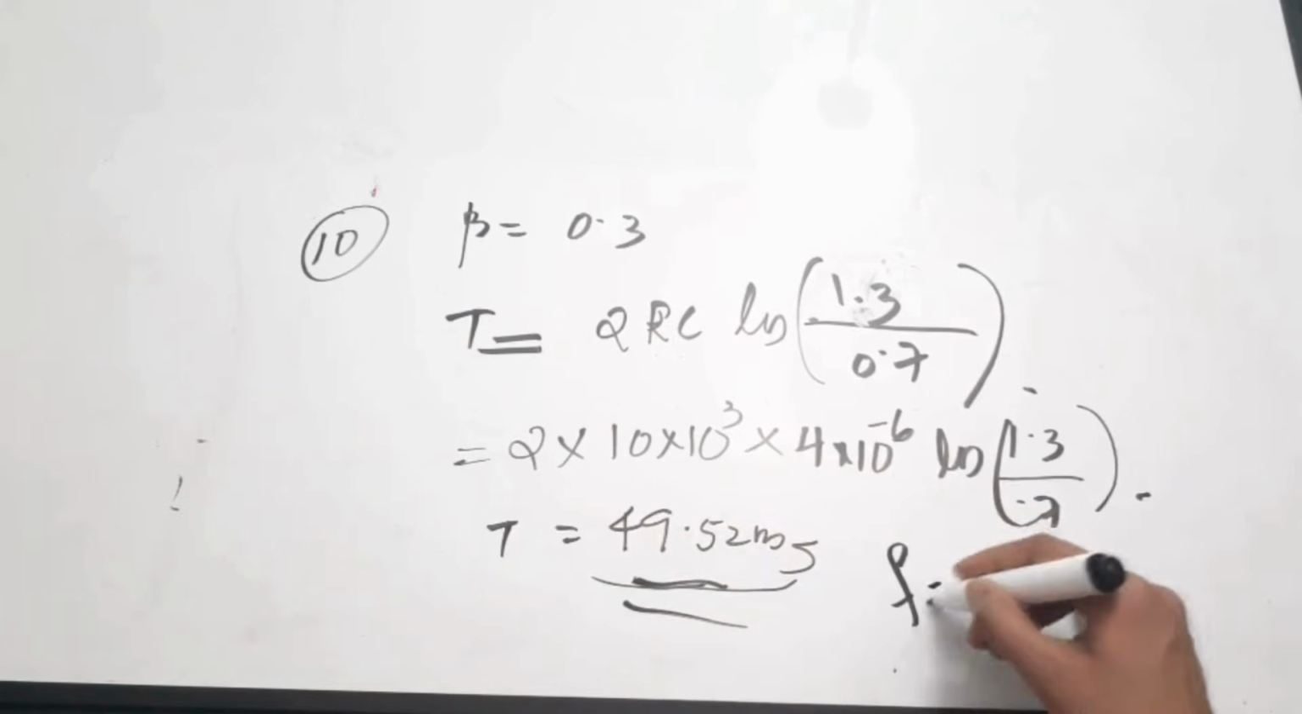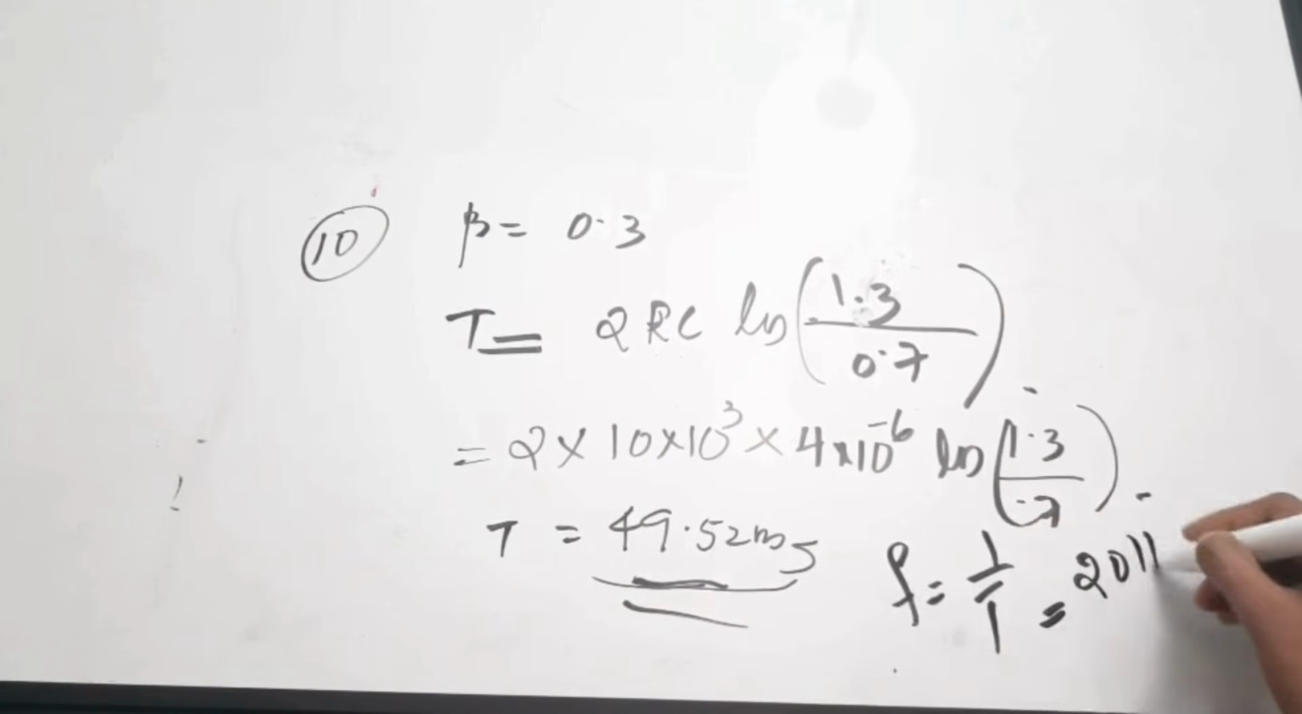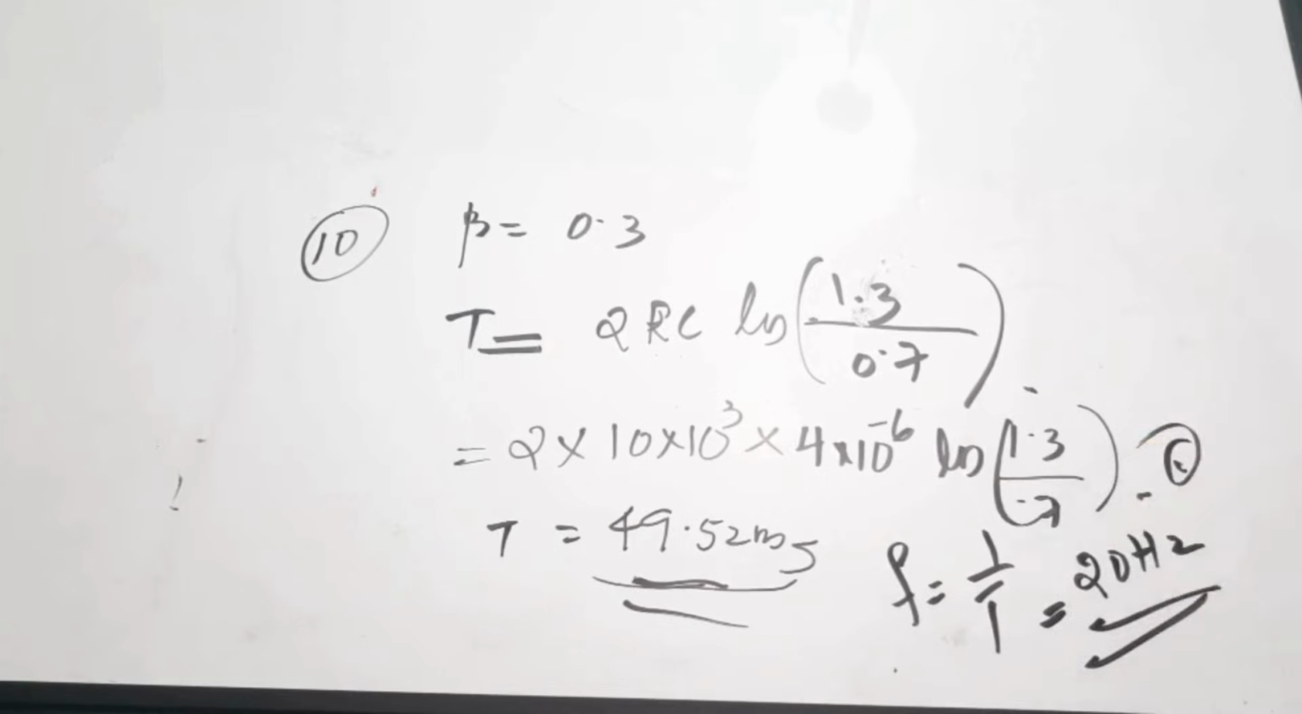And then F will be 1 by T, right? And the value you will be getting is approximately 20 Hertz. Correct answer is option C. Okay, so these are the 10 questions which I have included in this video.